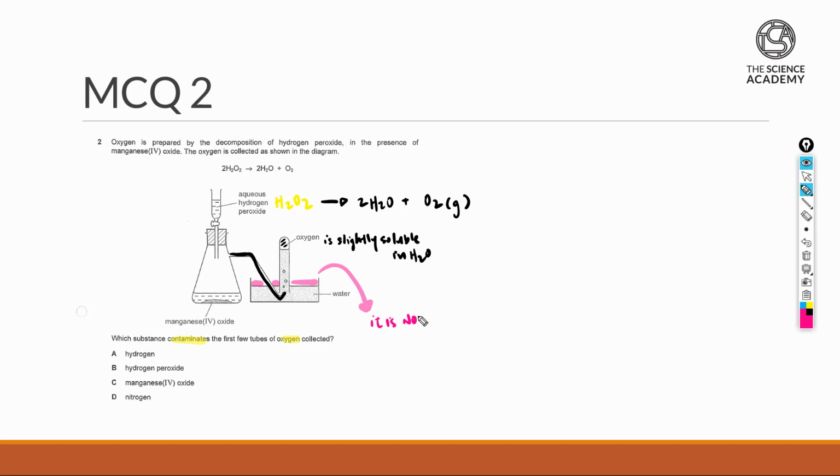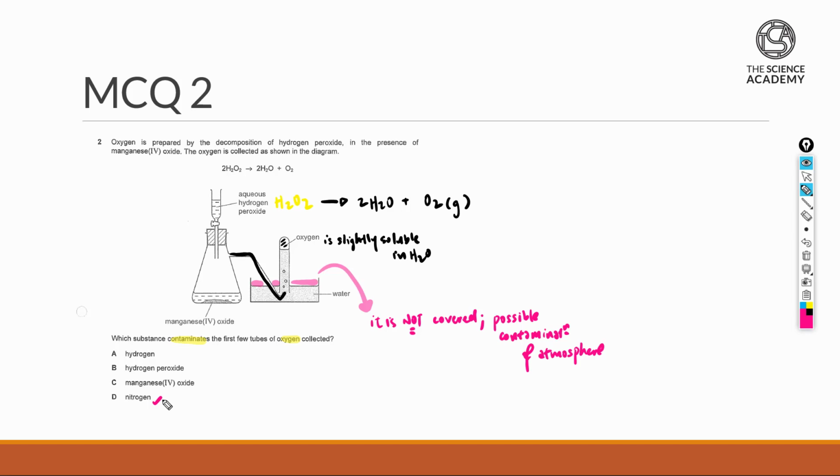So the lack of a covering would have meant that there will be possible contamination from the atmosphere. In the atmosphere itself, the majority of the gases we are aware of is going to be nitrogen gas. So this is why the majority of the contamination actually comes from nitrogen itself.